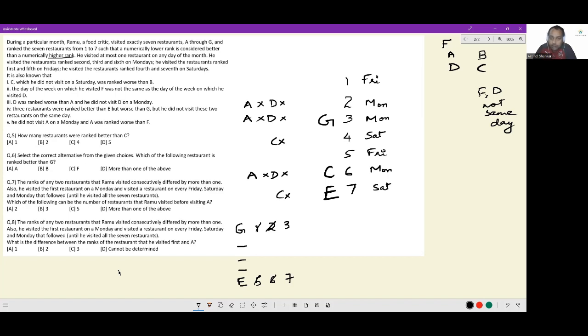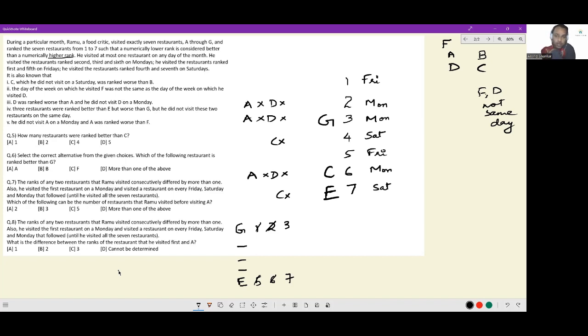Now, A has to come at a spot so that, out of the 4 remaining spots, rank 1, rank 2, rank 4, and rank 5, A has to come somewhere such that there is at least 1 spot above it left, and such that there is at least 1 spot below it left. Because we need space for F, we also need space for D.